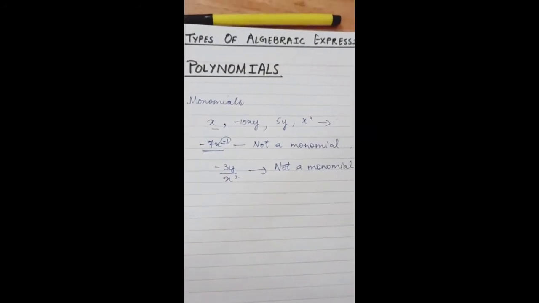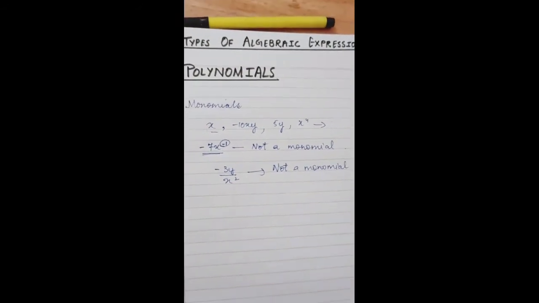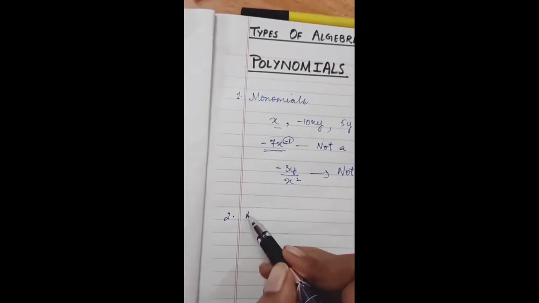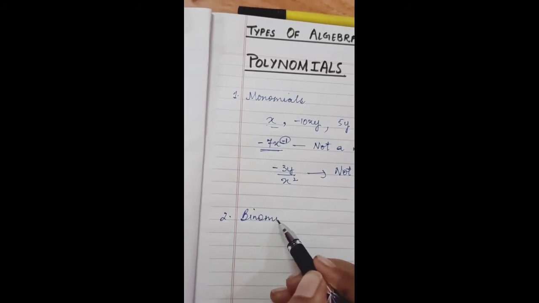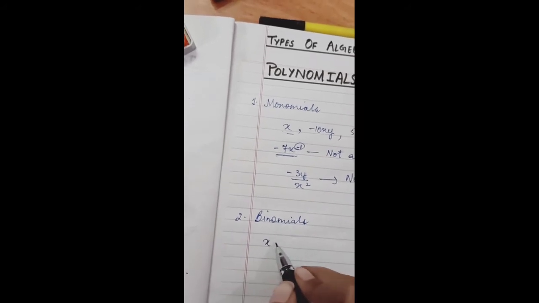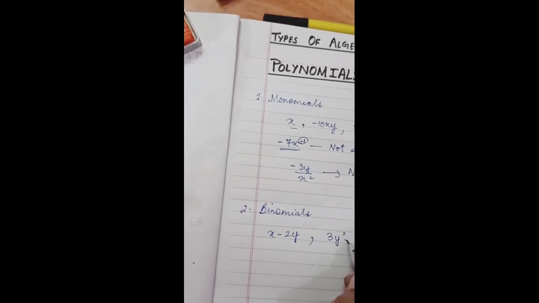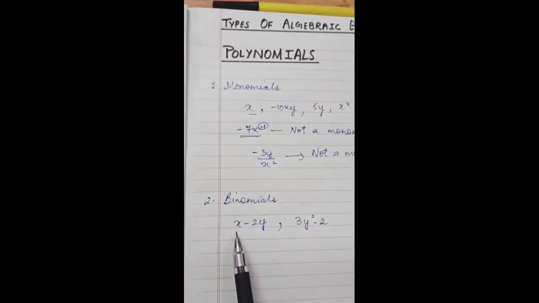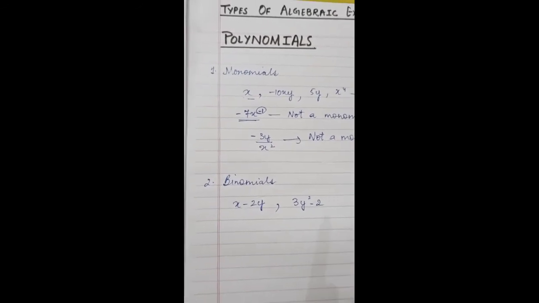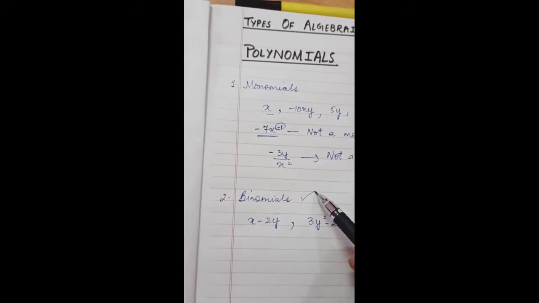Second is binomials. A binomial is a sum or difference of two monomials, or you can say an expression that contains two terms is known as a binomial. For example, x minus 2y, 3y square minus 2. Here you can see in this equation there are two terms. In this equation there are also two terms. So the expressions that have two terms are known as binomials.